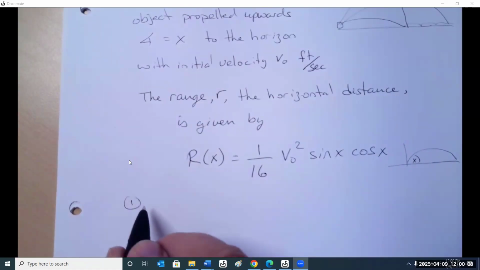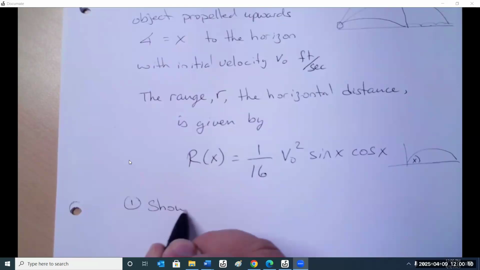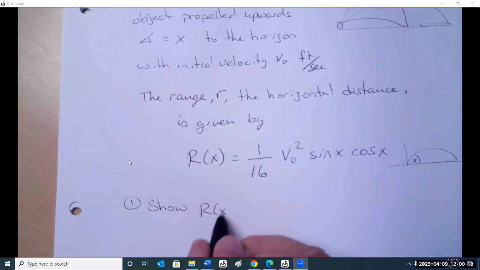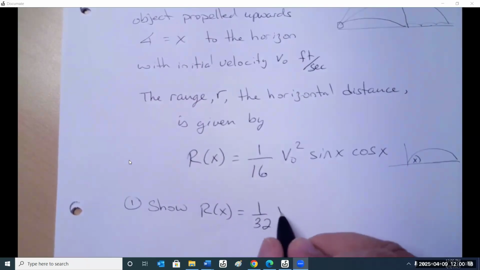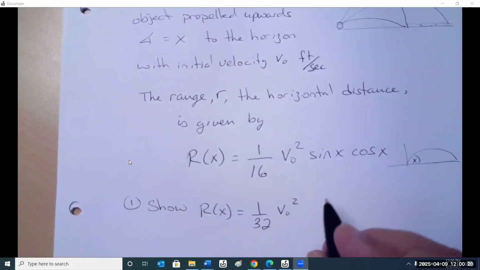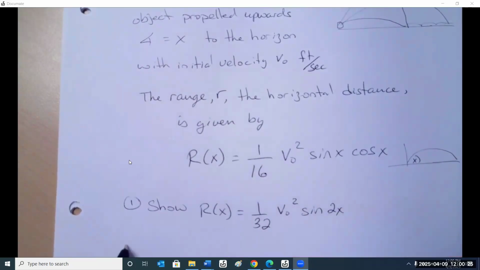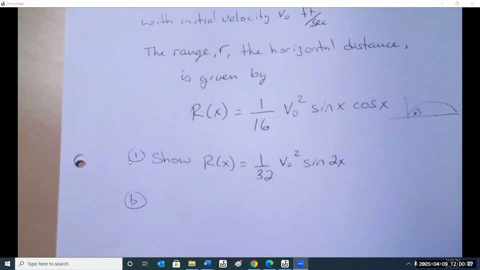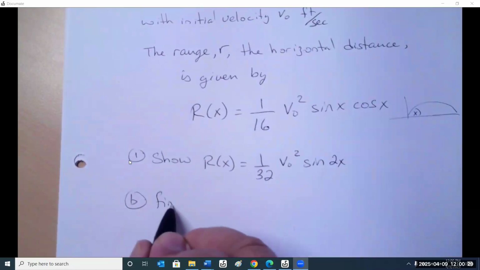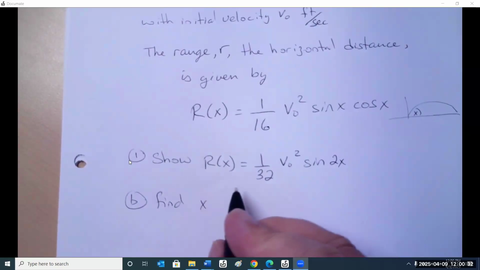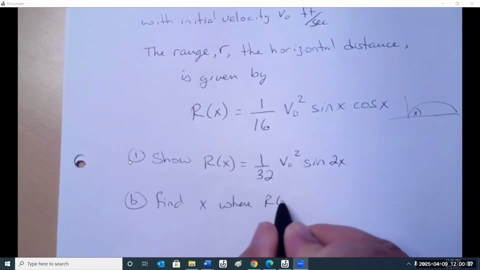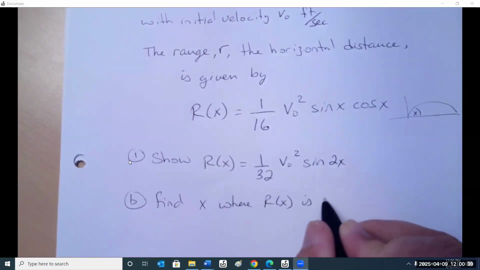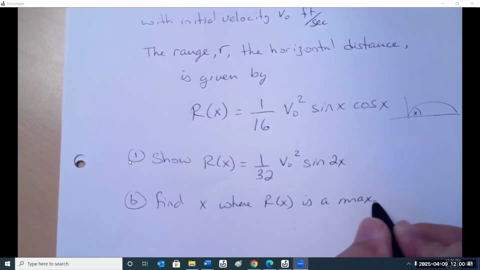First question. A, show R of X equals 1 over 32 v0 squared sine 2x. B, find X where R of X is a maximum.